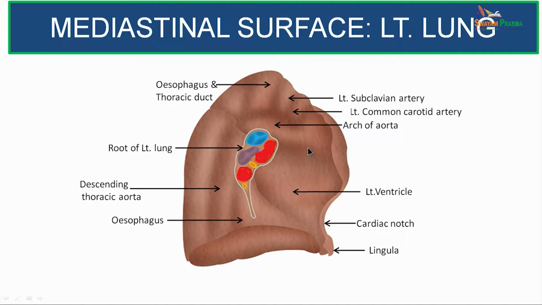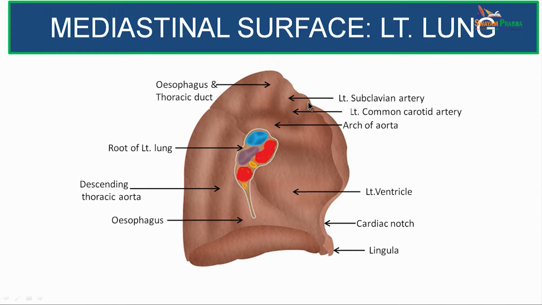Just at the upper portion of the cardiac impression, there is a small impression that may be seen, formed by the pulmonary trunk. Arching over the hilum of the lung, we have a curved impression formed by the arch of the aorta, which, if you see, proceeds vertically down, formed by the descending thoracic aorta.